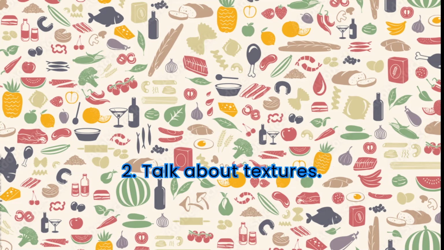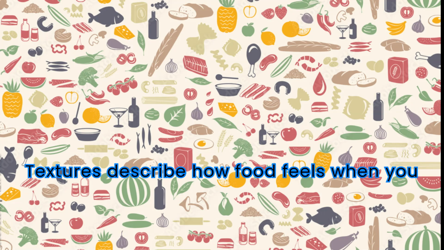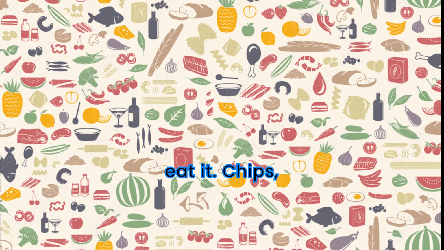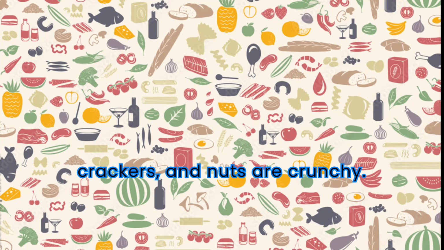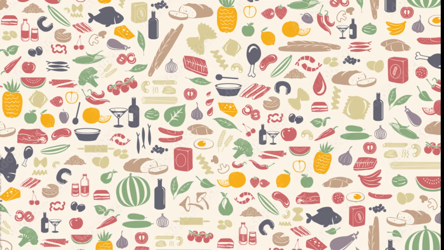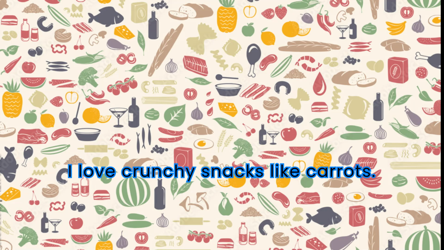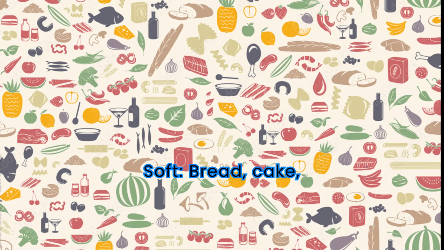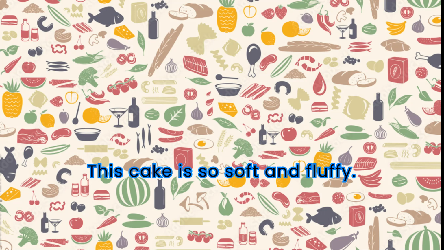2. Talk about textures. Textures describe how food feels when you eat it. Crunchy. Chips, crackers, and nuts are crunchy. Example, I love crunchy snacks like carrots. Soft. Bread, cake, and tofu are soft. Example, this cake is so soft and fluffy.